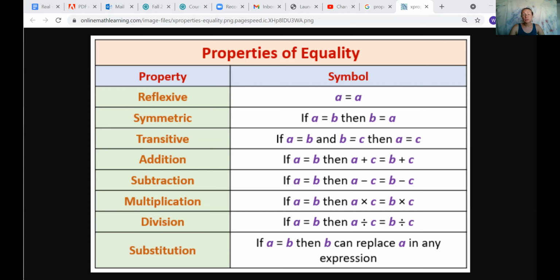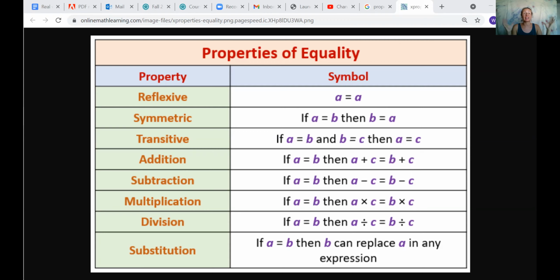The properties we really use a lot are going to be the property of addition. So if both sides of your equation are equal, as long as you add the same thing to both sides, it's going to maintain that equality. The same goes for subtraction, and the same goes for multiplication and division. You just need to be careful when using multiplication and division here. You have to multiply or divide the entire side of the equation on both sides. So you have to be very careful that you're not just multiplying part of each side of the equation.